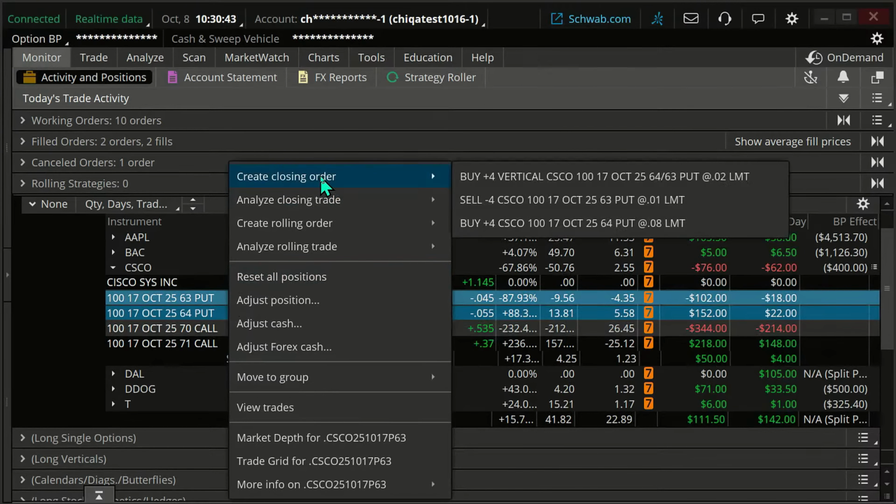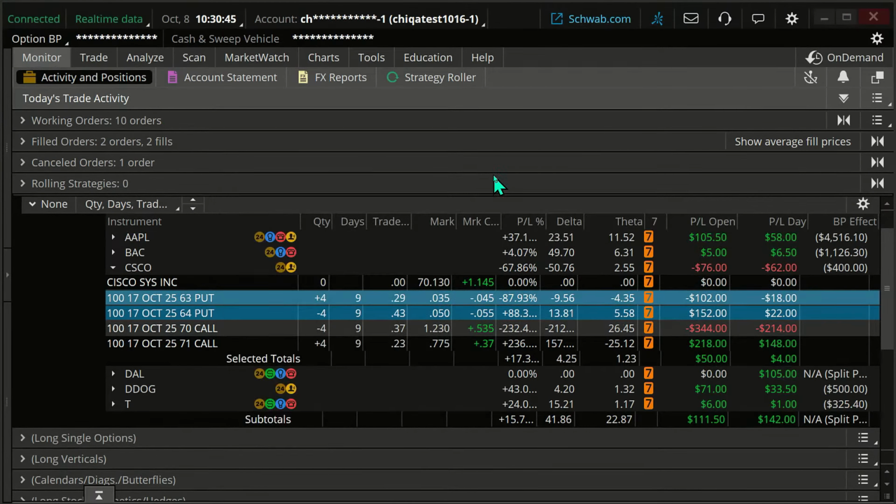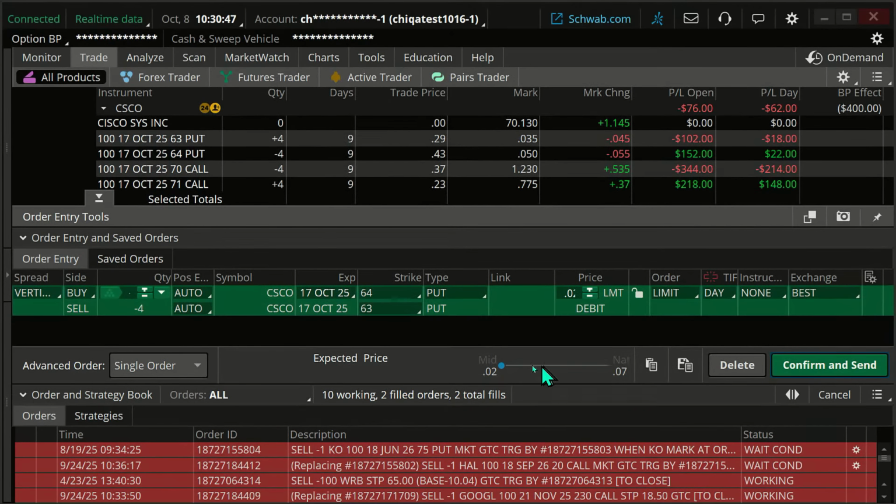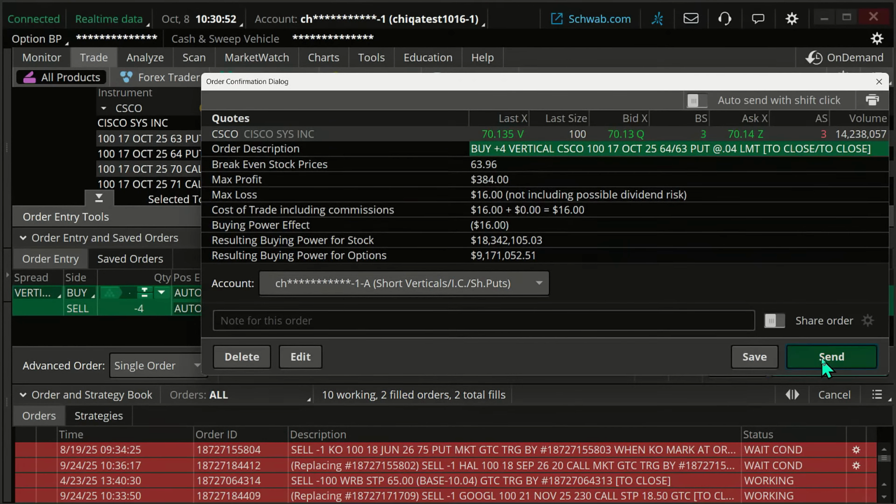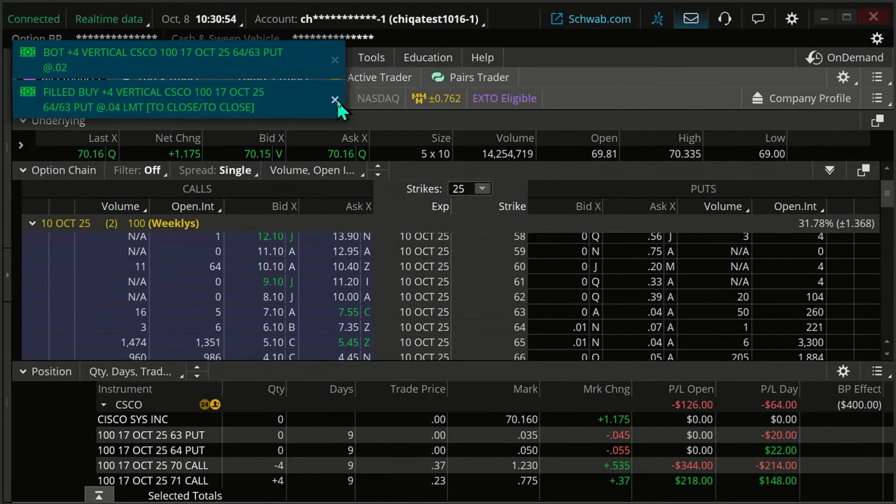So I'm just going to create that closing order. I'm going to buy back that vertical. I'm going to see if we can get a little better price on that. Firm and send, and we're going to send that. So we're out of half of that.